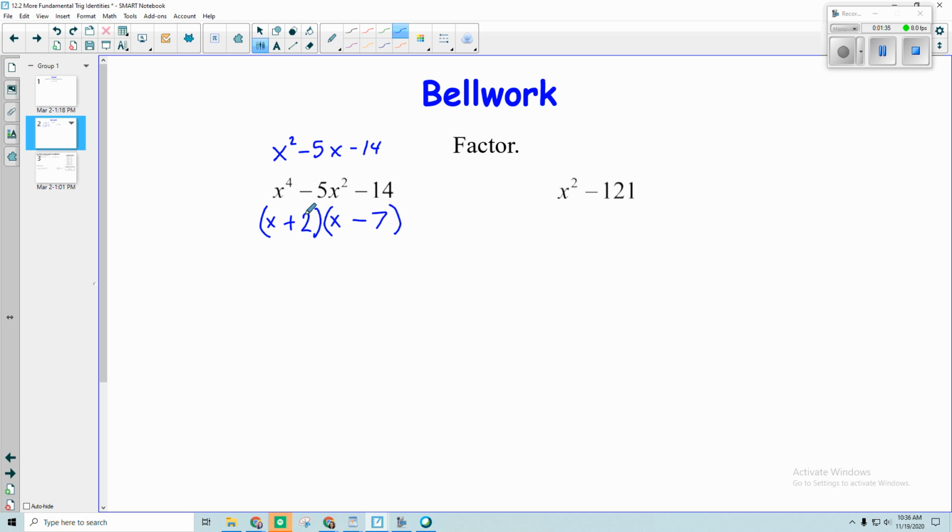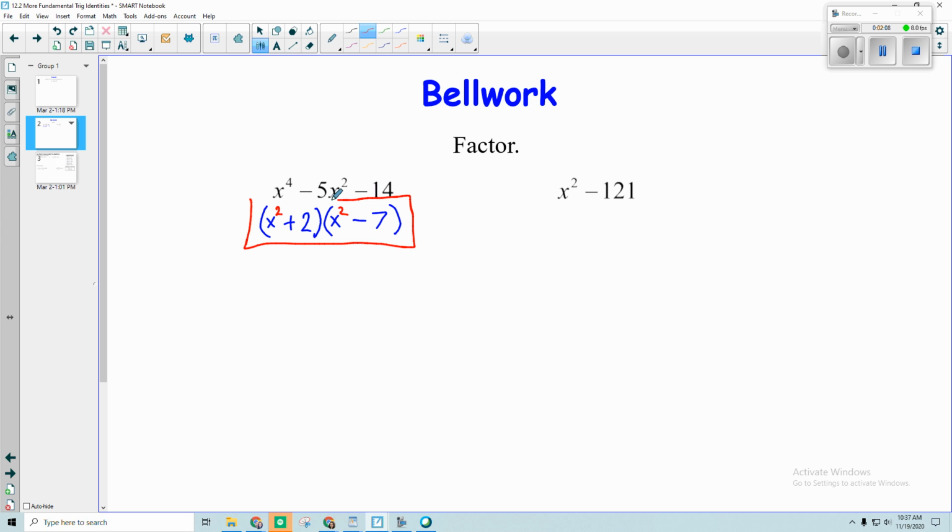So it's still going to be the same as that, okay? So if we're doing this to the power of 4 and to the power of 2, it's still going to be the same thing. The only difference is that our x that we have here and here is going to be squared. That is it, okay? So that's the only other thing that we have to add. We just make sure that those are both x squared, but it's still plus 2 and minus 7, and that would be our answer.